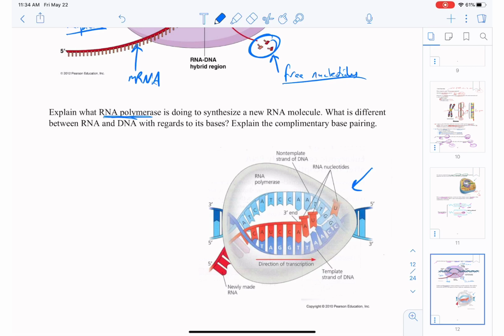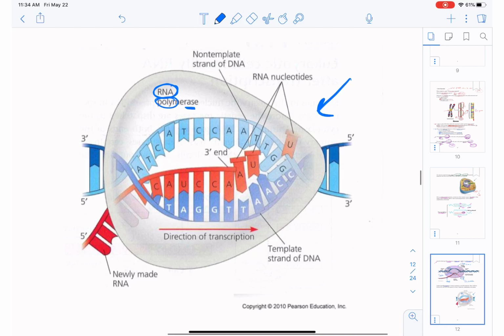Now, what type of molecule is RNA polymerase? Ase, the suffix, means that it's an enzyme. And what type of enzyme is it? Or what is it going to do? It's going to make polymers of RNA. So RNA polymerase is an enzyme that's going to make the mRNA molecule. And the question is, how does it do that?